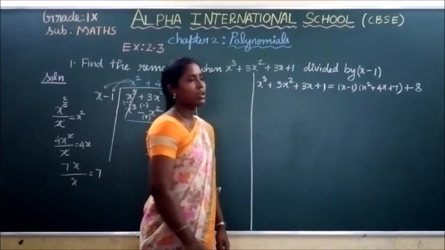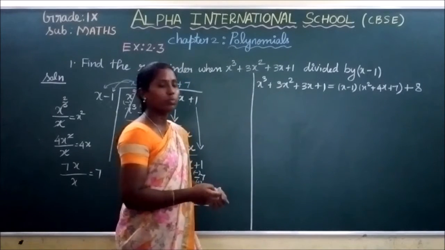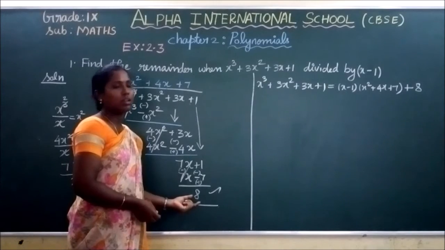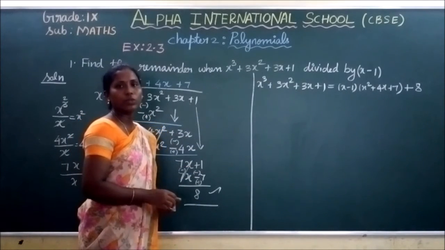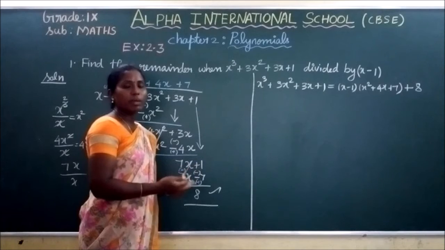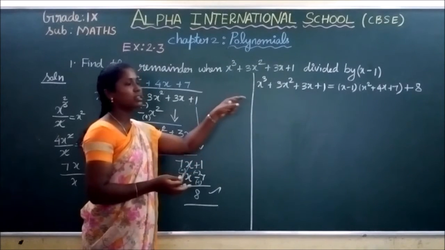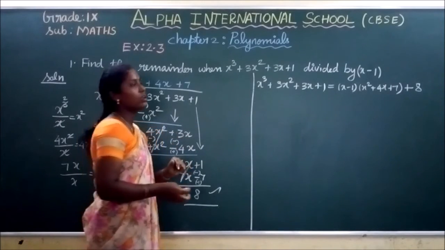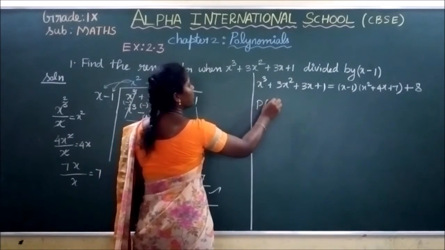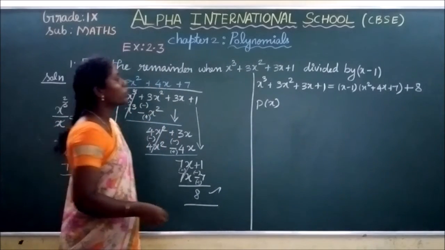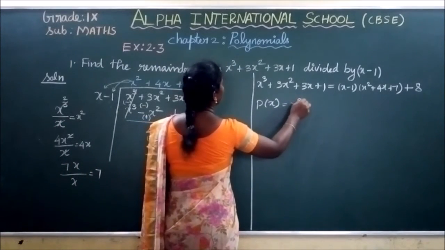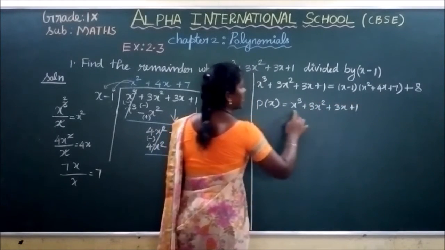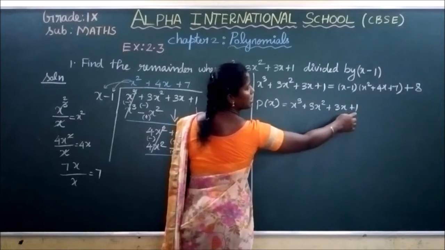We got the relationship. Now next we are going to verify whether, without using long division, we are getting the same remainder or not. Because we are dividing by a linear polynomial, you know. So you have to check whether the remainder is the same if you use the 0 of the linear polynomial in the given polynomial. Okay. So now consider the given polynomial as p of x. What is the given polynomial? x cube plus 3x square plus 3x plus 1.